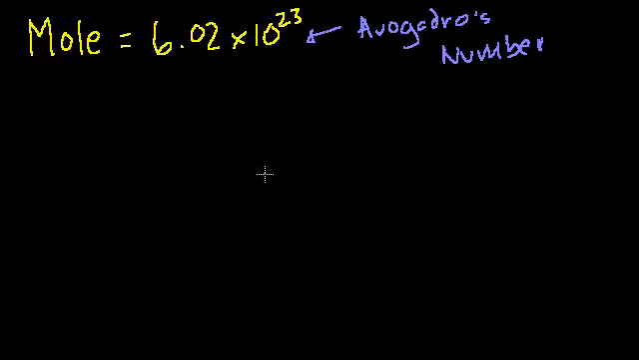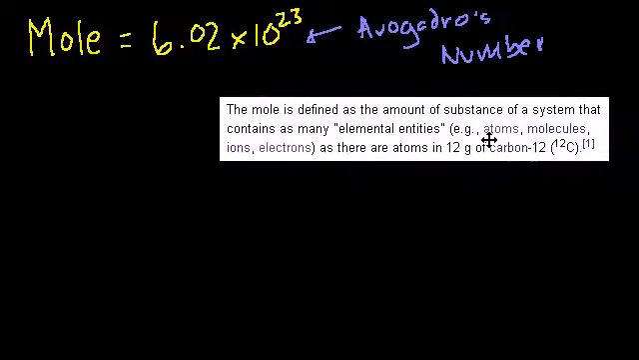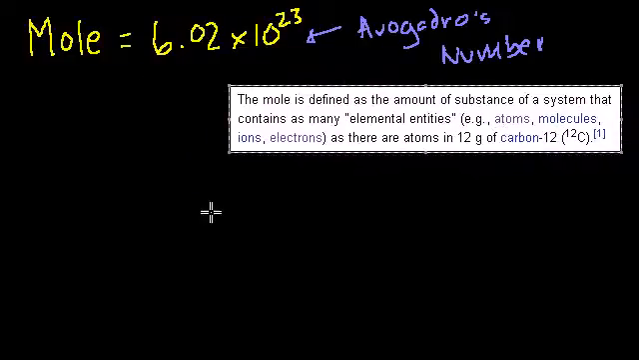There are kind of more Byzantine definitions of a mole. Let me copy and paste it from Wikipedia. This is Wikipedia's definition of a mole. And hopefully at the end of this video, you'll see that they're equivalent. But if you're just getting exposed to the concept, this is just not an easy concept. They say a mole is defined as the amount of substance of a system that contains as many elemental entities as there are atoms in 12 grams of carbon-12.